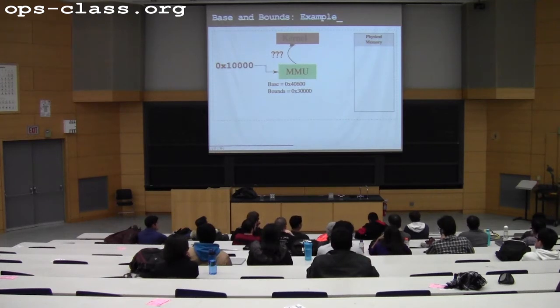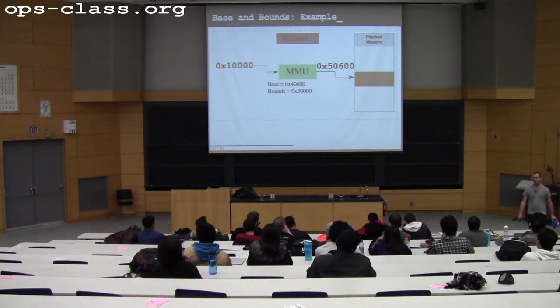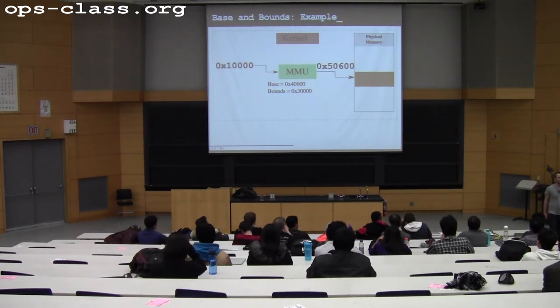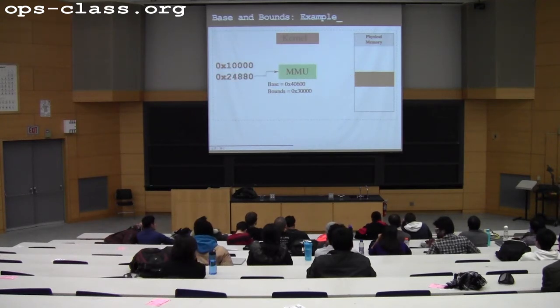Yeah, so base plus virtual address. Original address is 0x10000, base is 0x40600, and I've carefully chosen these examples to avoid any sort of carrying in hexadecimal, which of course everybody is terrible at. But anyway, here you go. Pretty simple. Does this make sense? Very simple, the simplest possible way of translating virtual to physical addresses.